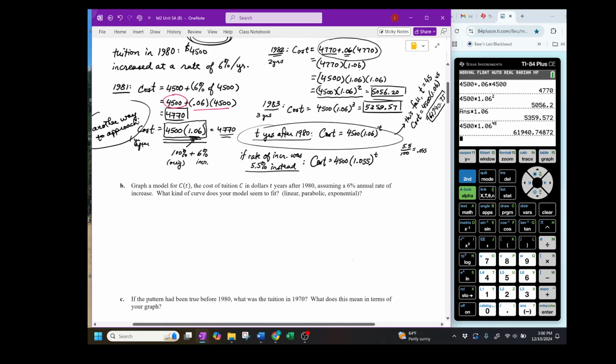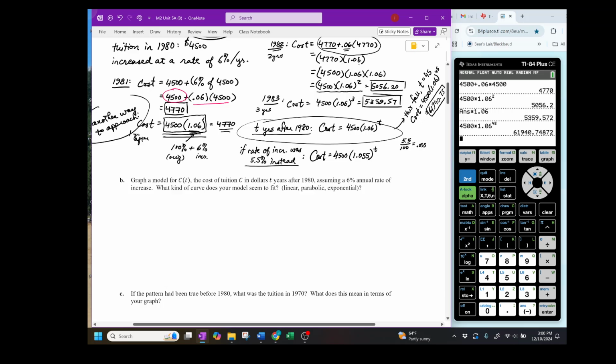So, okay, let's look at B. B says graph a model for C of T, the cost of tuition, C. So C equals cost of tuition in dollars. T is number of years since 1980. And it says again, assume the 6% annual rate of increase. So that's this thing again. So instead of y equals, it's C of T equals our initial amount, 4,500, times the 100% plus that extra 6% to the number of years that we have to compound by. How many times do we need to gain another 6%?